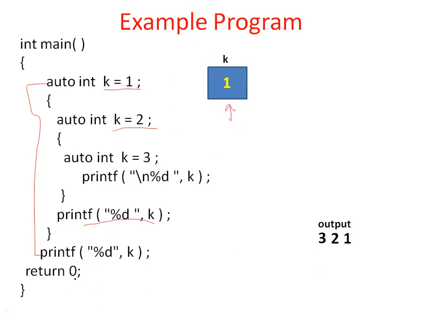Then say return 0, close. So this is the end of your program, or the end of this block. When the control reaches the closing brace of this main function, that indicates the end of the program. When the program terminates, the memory for this k is also removed by the operating system. So once your program terminates, all the memory for these three variables will be released like this.